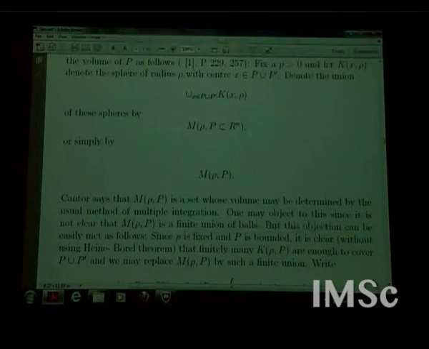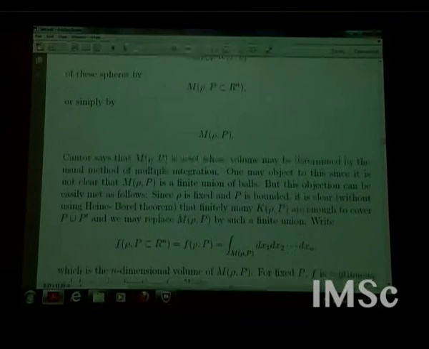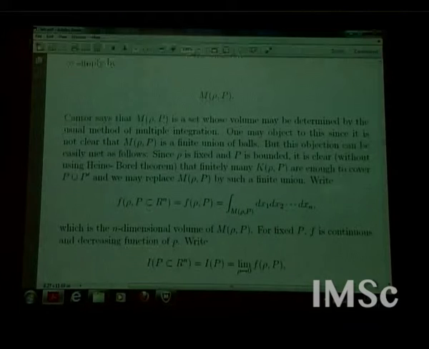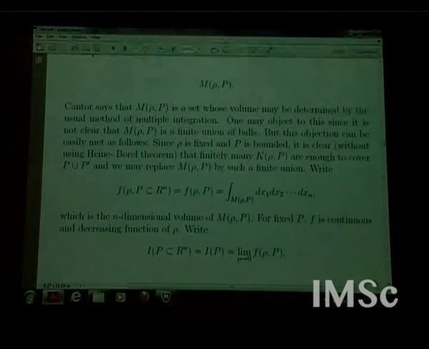One may object to this, since it is not clear that M(rho, P) is a finite number of balls. But this objection can be easily met as follows. Since rho is fixed and P is bounded, it is clear without using the Heine-Borel theorem that finitely many K_rho(p) are enough to cover P union P prime. And we may replace M(rho, P) by the finite union.